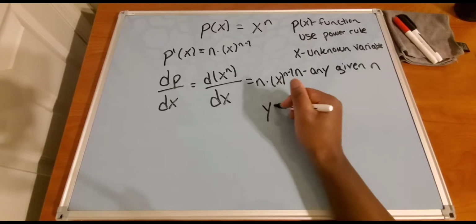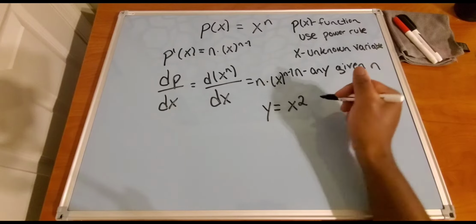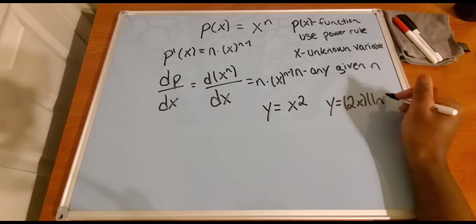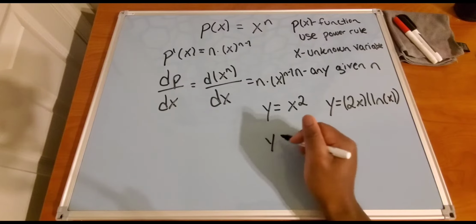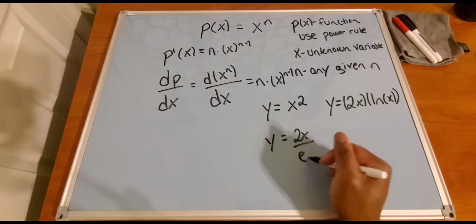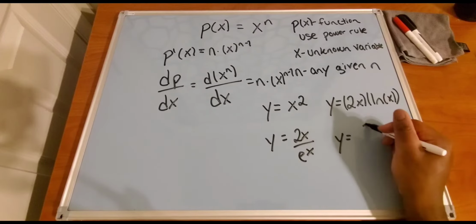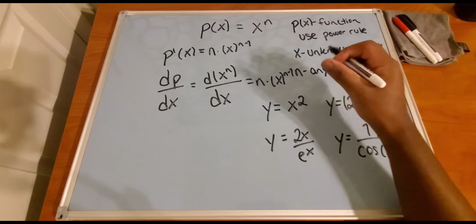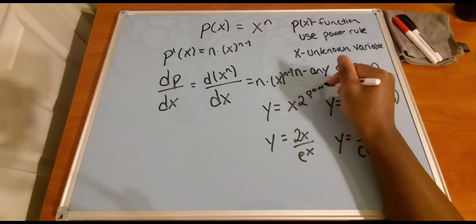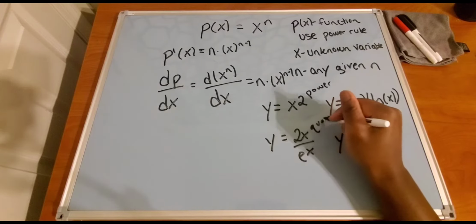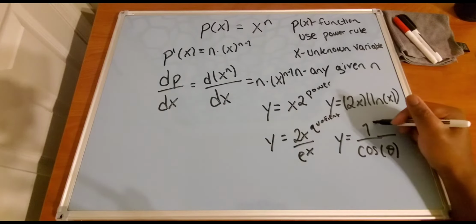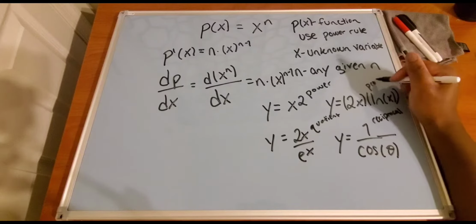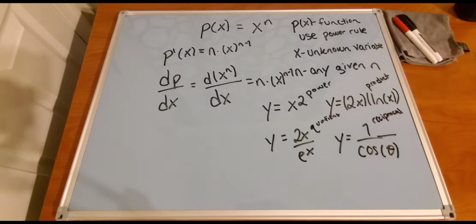Let's look at some forms. So let's say we have y is equal to x squared as one. We have y is equal to 2x times the natural log of x as another one. We have y is equal to 2x over e to the x. And we have y is equal to 1 over the cosine of theta. Well, this one is a power rule. This one is a quotient rule. This one is a reciprocal rule. And this one is a product rule. In case you're wondering what it would look like in comparison with other forms.